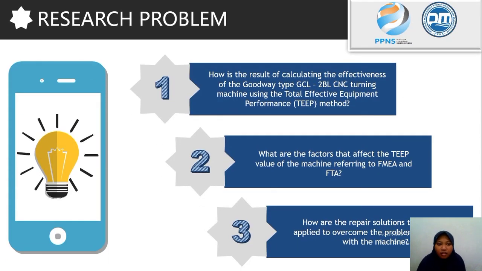Okay, this is the research problem. First, what is the result of calculating the effectiveness of the Goodway type GCL2PL CNC turning machine using the total effective equipment performance method? And then, what are the factors that affect the TEEP value of the machines referring to FMEA and FTA? And then, what repair solutions can be applied to overcome the problems that occur with the machine?